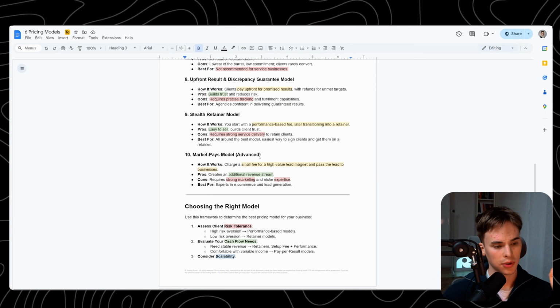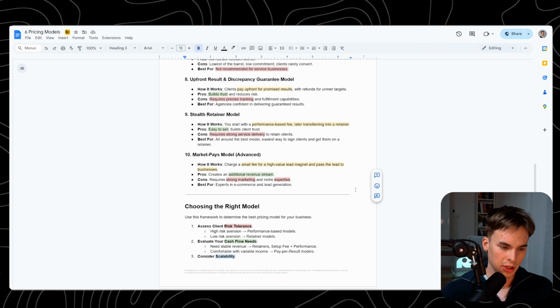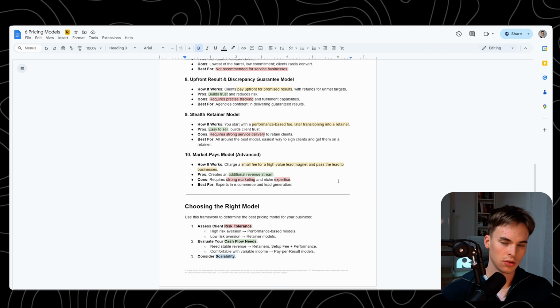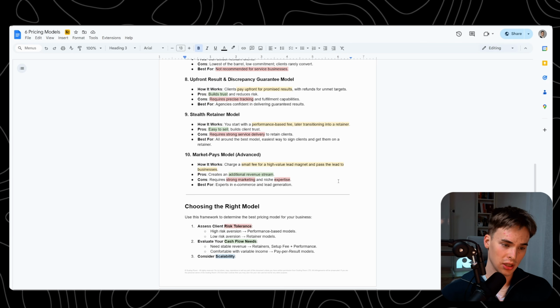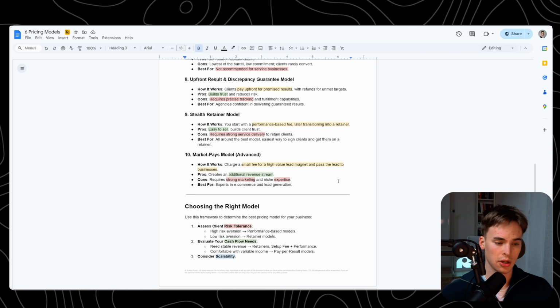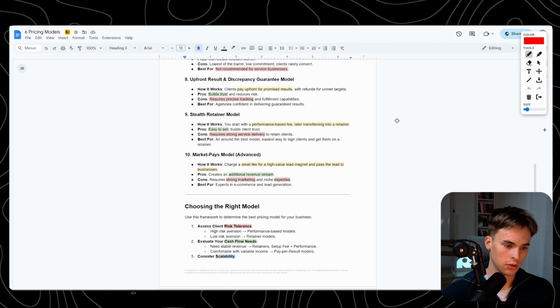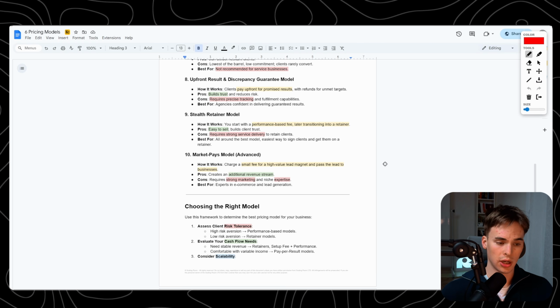And finally, the market pays model. So what is this? It's basically you charge a small fee for a high value lead magnet and pass the lead to the business. This is basically like doing affiliate marketing. It creates additional revenue streams, and requires strong marketing and niche expertise. This is something I do on a daily basis, basically just referring people to the software I use.